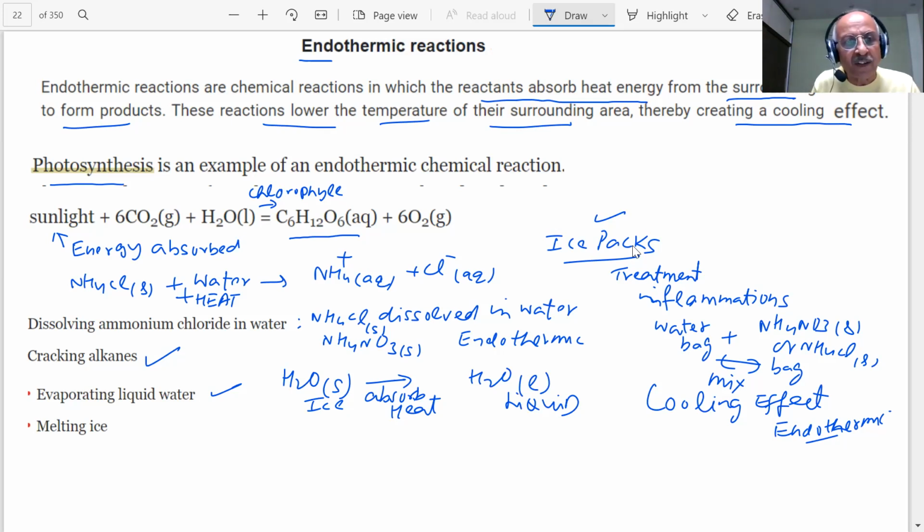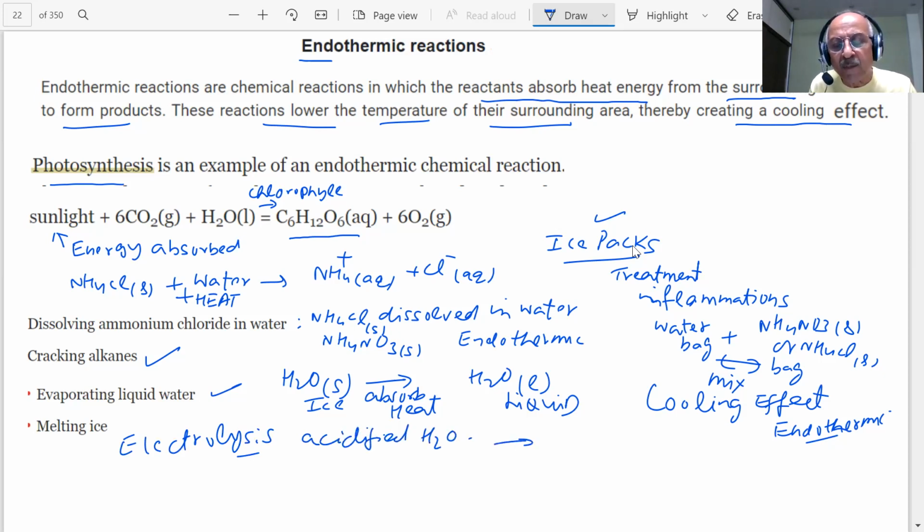Electrolytic process, electrolysis. When I do electrolysis, student, I will pass electric current. Electrolysis of acidified water, student, acidified H2O. By this process we can break the water into hydrogen and oxygen by the electrolytic process, student. So this is an endothermic reaction. Here heat is being absorbed. We use acidified water, as I've written.